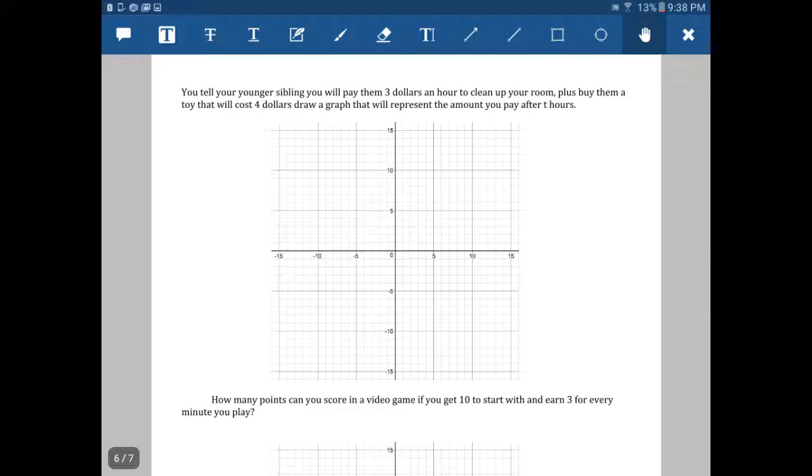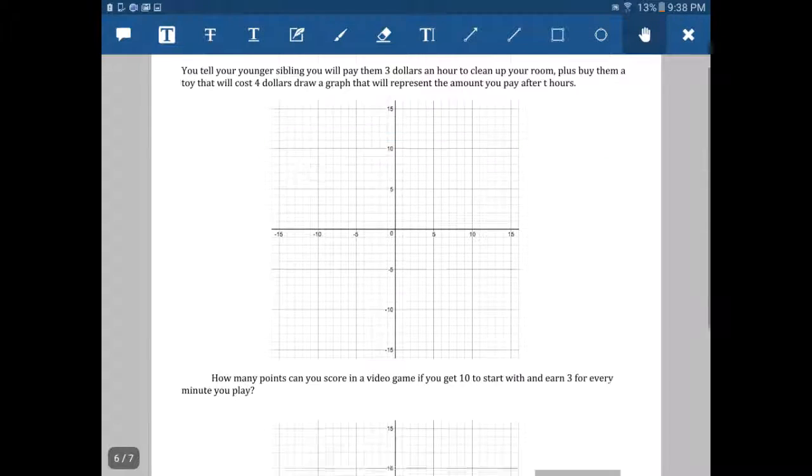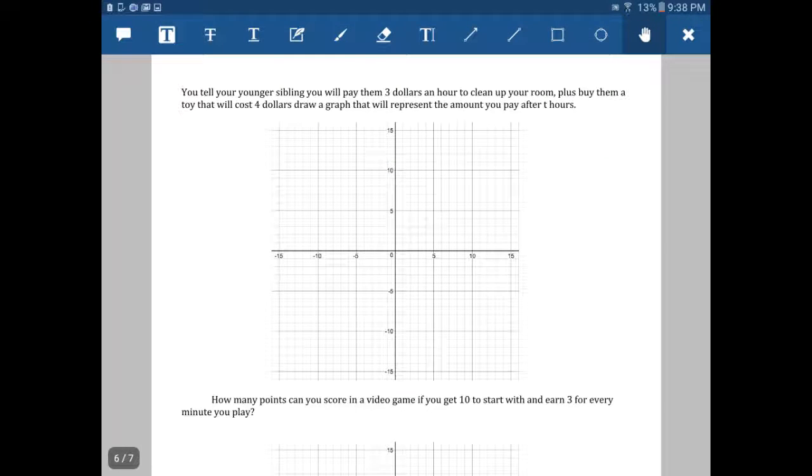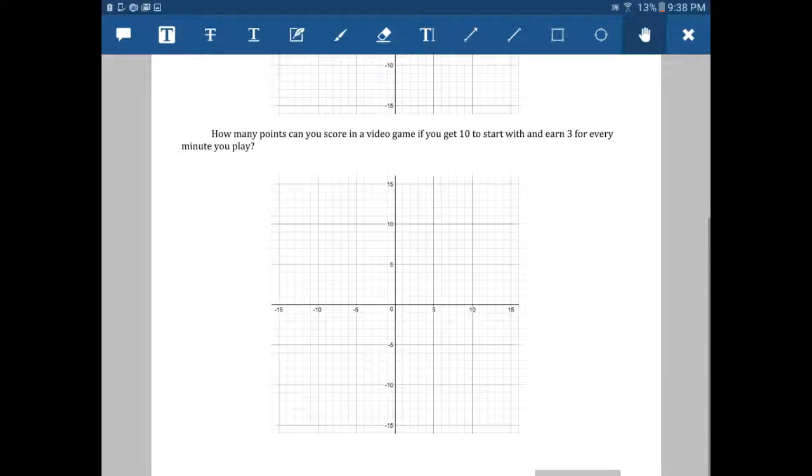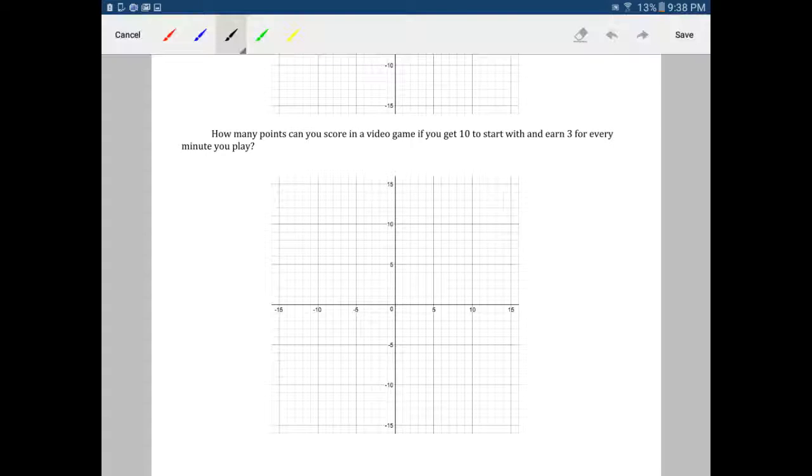All right. These last two are word problems. Let's see. Maybe I'll just write the equation for one of these, and then I'll let you write the equation for the other one. Let's write the equation for this one. How many points can you score in a video game if you get 10 to start with and earn 3 for every minute you play? This is an easy video game. You just get points for free.